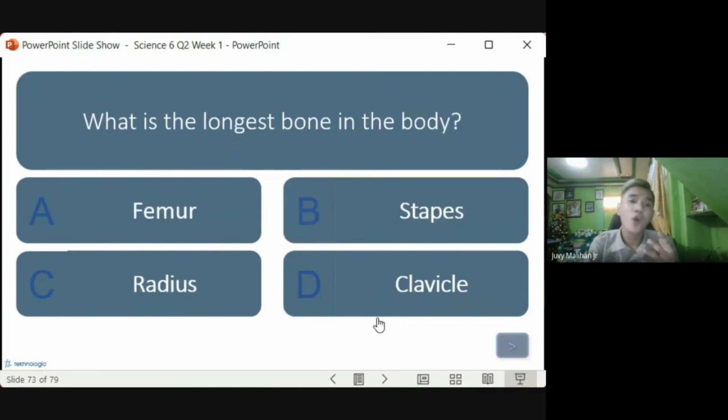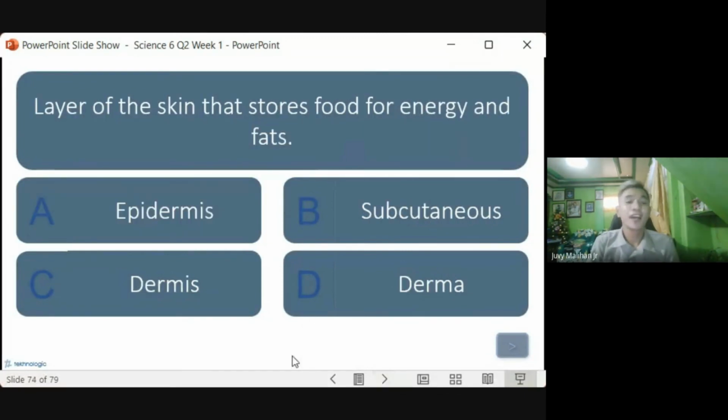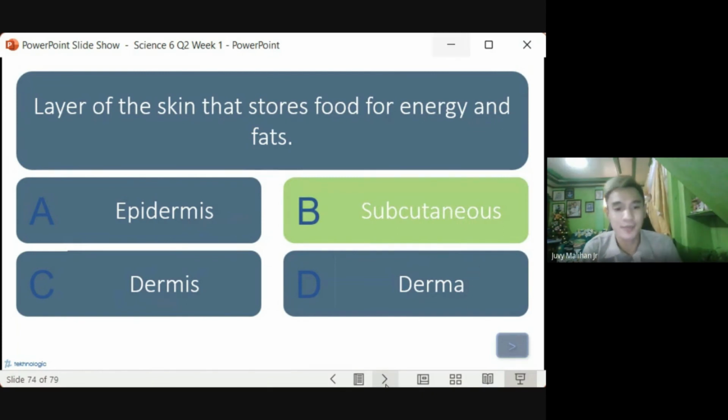Next, we have, what is the longest bone in the body? The femur, the stapes, the radius, or the clavicle? Very good. That's femur, the longest bone in the body. And the smallest bone in our body can be found in our ear, and that is stapes. Okay, next, the layer of the skin that stores food for energy and fats. Is it epidermis, subcutaneous, dermis, or derma? Very good. That is subcutaneous, or what we call the hypodermis.